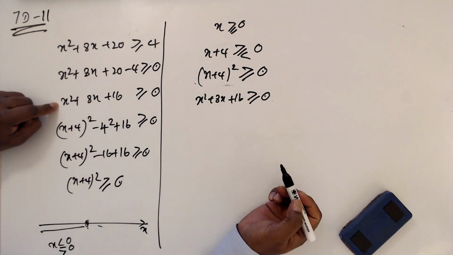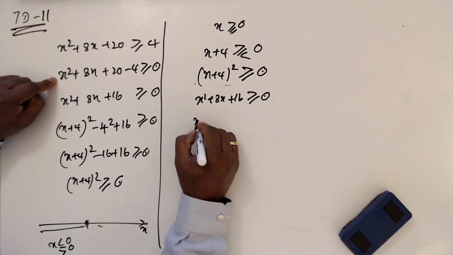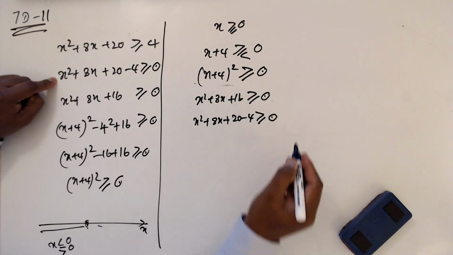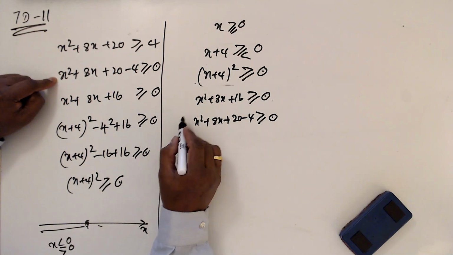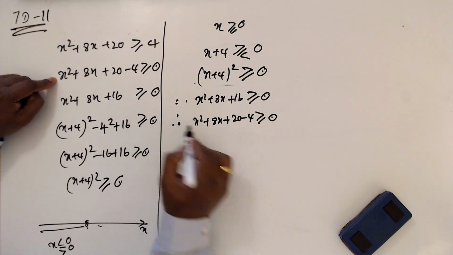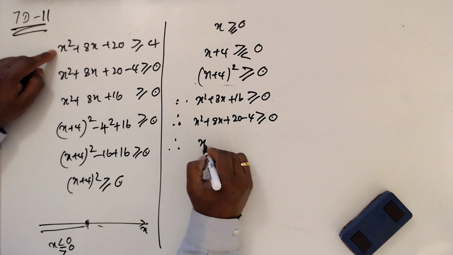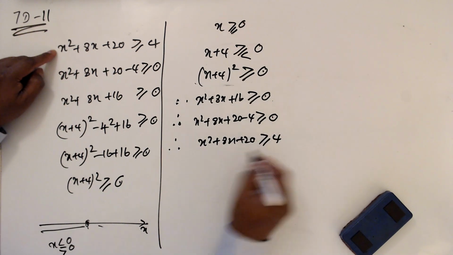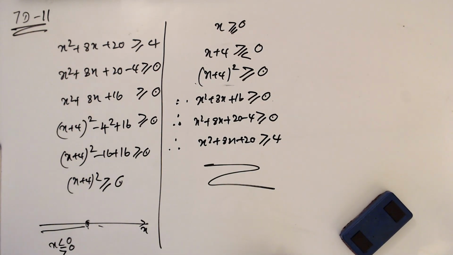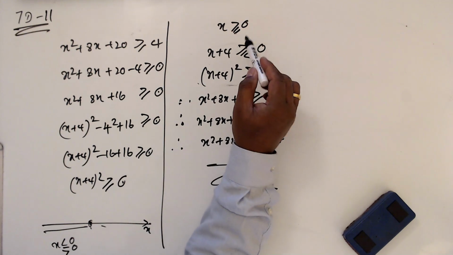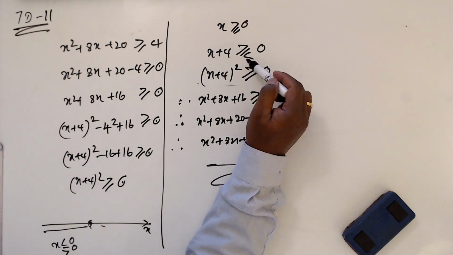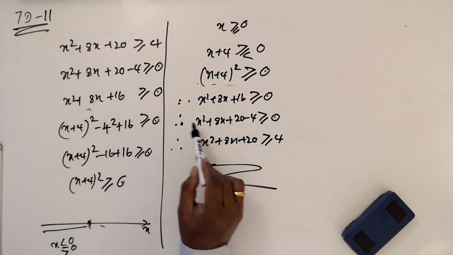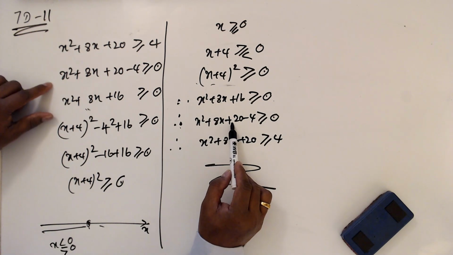It means this one. This means this. x square plus 8x plus 20 minus 4 greater than or equal to 0. Hence x square plus 8x plus 20 greater than or equal to 4. So this is the argument. x plus 4 also same. When you square it, we will lose the negatives, and this means this. Then this means this, and this means this.